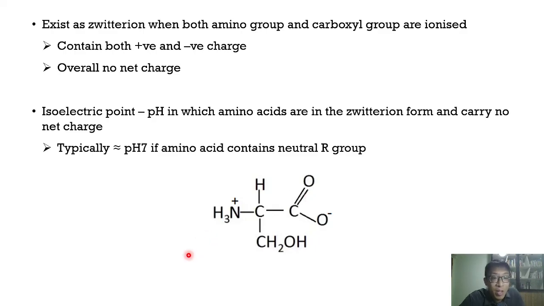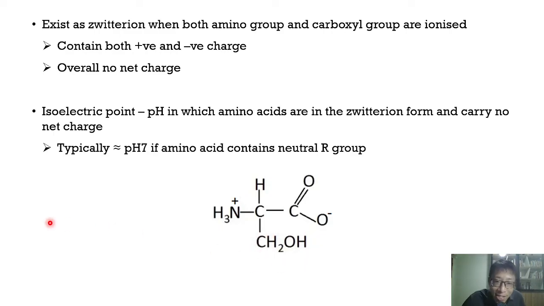But just as we mentioned, when there is a lower pH, lower than 7, there's excess H+ that will neutralize the O- here. When the pH is higher than 7, then the NH3+ here will release one H+. So in order for both groups to remain ionized, the isoelectric point, the pH, would be around 7. That's for amino acids in which there is a neutral R group.